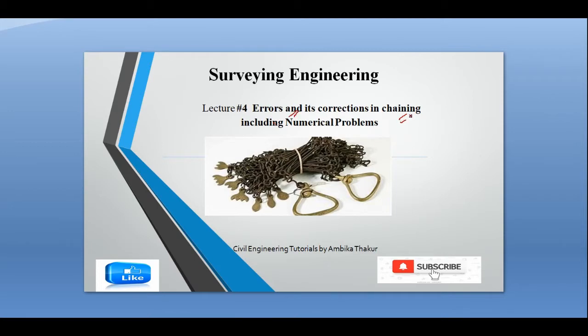Because obviously if we are using an instrument, there is a possibility of errors. Personal error can be there, where the observer doesn't know how to perform the experiment, how to hold the instrument, and how to hold the chain. The second condition is that the instrument has some fault, so obviously errors can be there. So today we will discuss the different types of error that can occur in chaining.